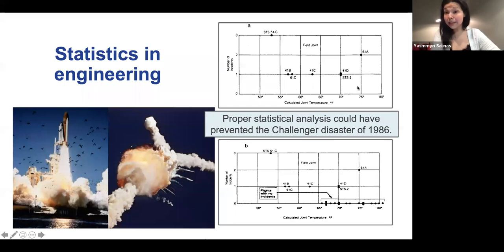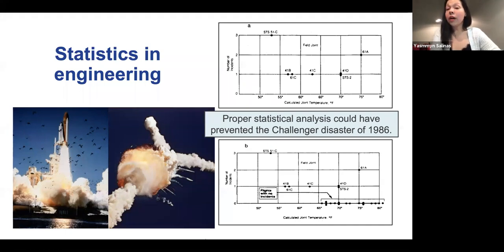So using these data, the engineers said, I don't have any evidence to suggest that if the temperature is really low in this direction, there would be any incidents. I don't think we have anything to worry about. And they went ahead with the launch.